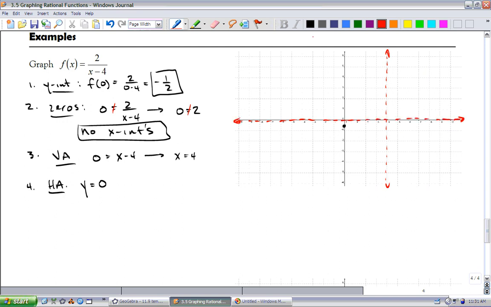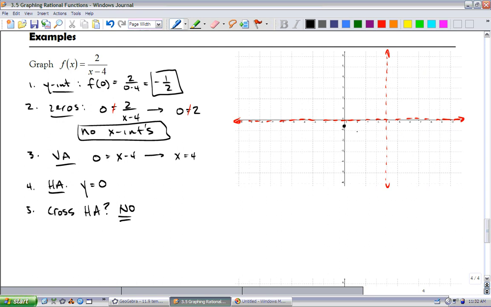Now, the fifth one is to check to see if it crosses. Does it cross the horizontal asymptote? And the answer is no here. We know this because we've already set our function equal to it. When we found our x-intercepts, it doesn't have any x-intercepts. Now, because of that, since the graph doesn't have any x-intercepts and our horizontal asymptote is the x-axis, it doesn't cross the horizontal asymptote. And if we know that, then we know a couple things.